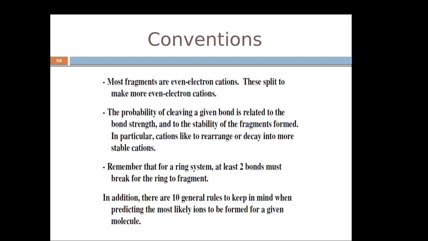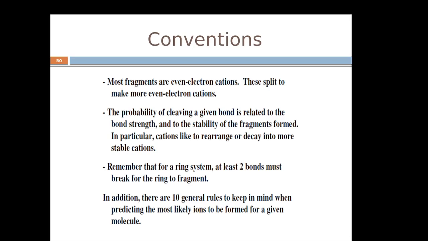And in addition, the cations that are formed as a result of electron impact ionization rather rearrange or decay into more stable cations. So this is another convention. And for a molecule that contains a ring system, you need to keep in mind that at least two sigma bonds must be broken for the ring to fragment. Okay, if the ring needs to get fragmented into two separate species, at least two sigma bonds should be broken in the ring system.